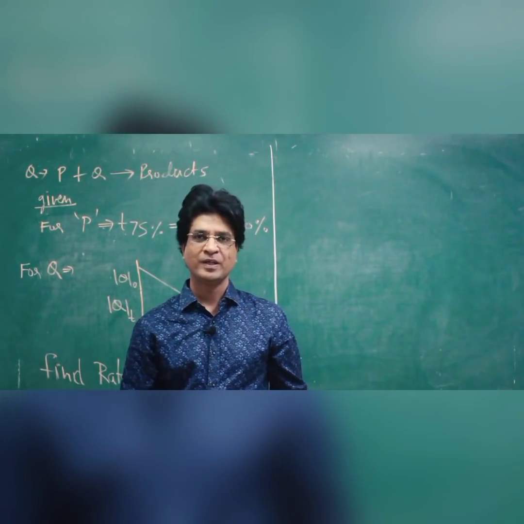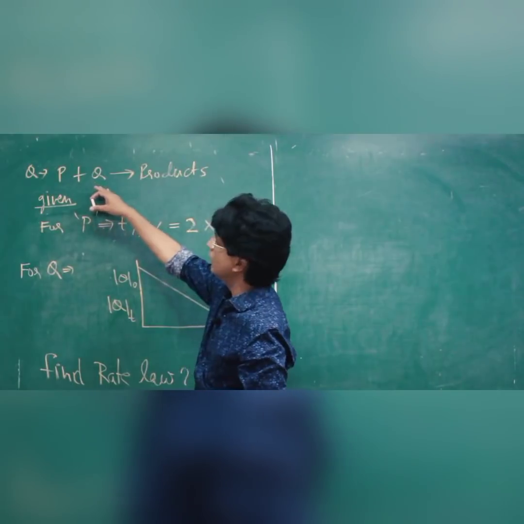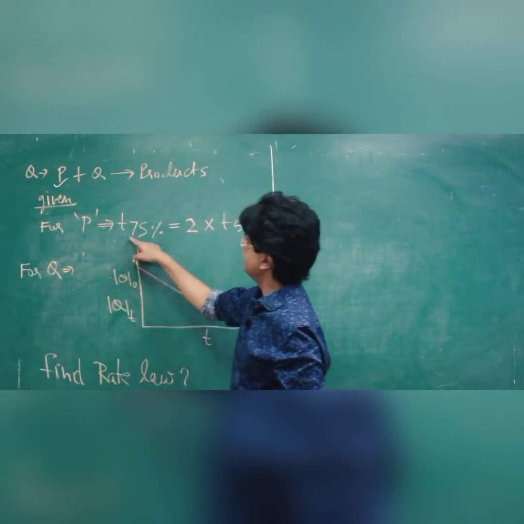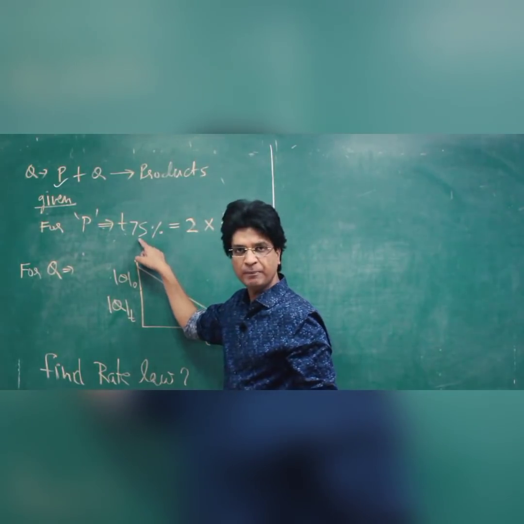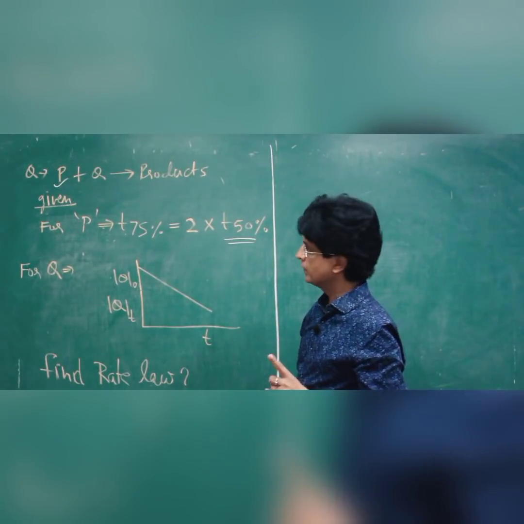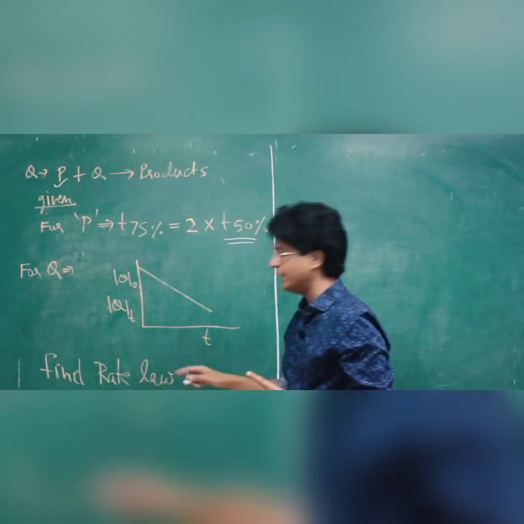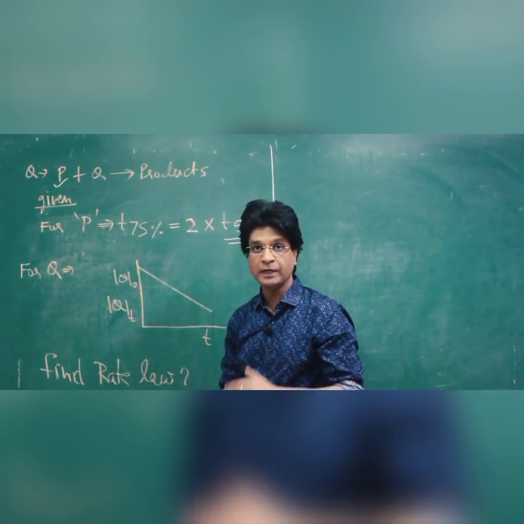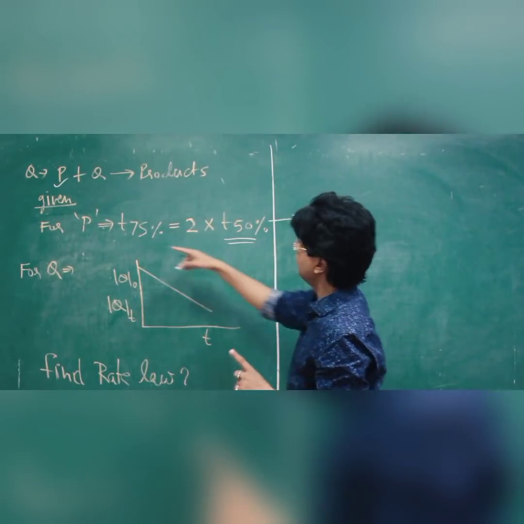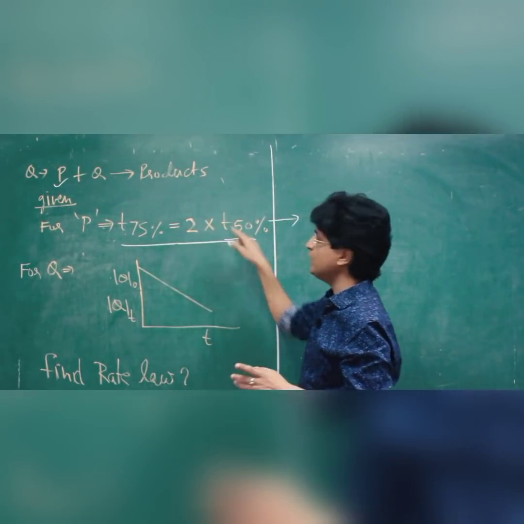Okay students, this is a very interesting question, and they have given you a reaction. P and Q are reacting to give products, and they have given that for P, the time taken to complete 75% of the reaction is double the time taken to complete 50% of the reaction. For Q, the graph is given with respect to time. They are asking to find the rate law. To find the rate law, I have to know the order of reaction with respect to P and Q. So see, now for P, you have seen that 75% of the reaction will require twice the half-life.